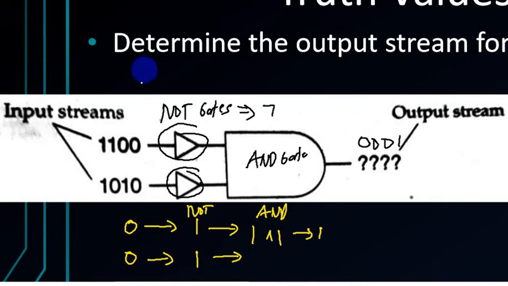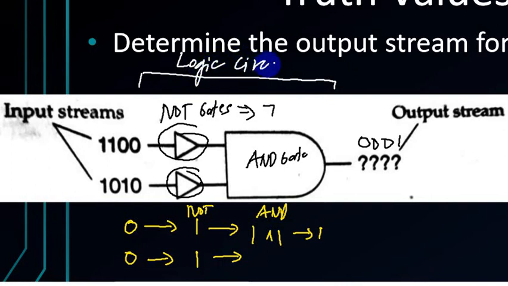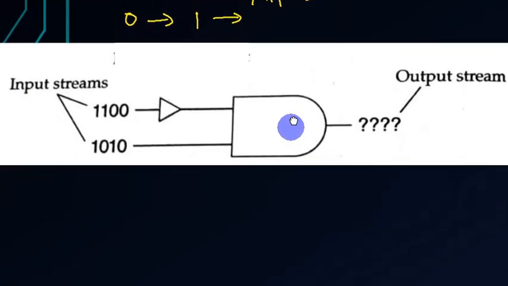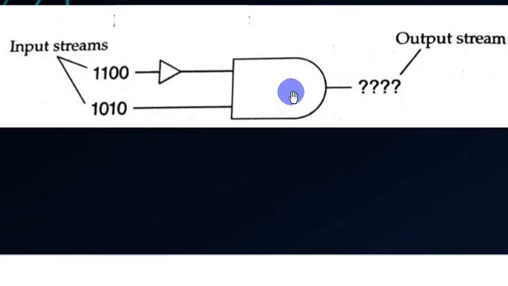A combination of these logic gates would usually be called a logic circuit. When we analyze input and output streams for logic gates and logic circuits, we can parallel them to our propositions and finding truth values given the propositions and their logical operators. Let's have another example. Here we have just one NOT gate and another AND gate.